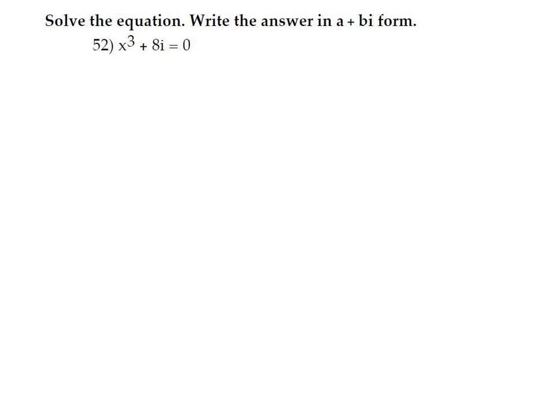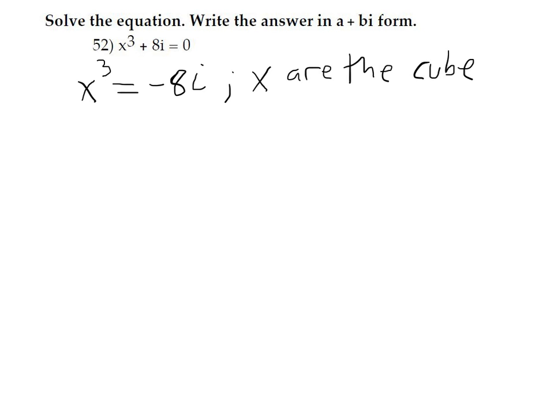Solve the equation. Write the answer in A plus BI form. Okay, so we have x cubed equals negative 8i. And that's just subtracting the 8i to the right. So x are the cube roots of negative 8i. So we need to find the cube roots.